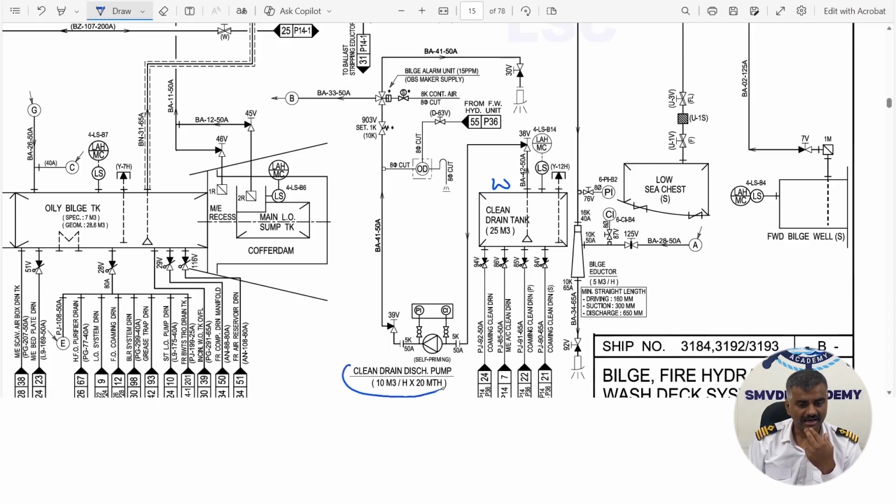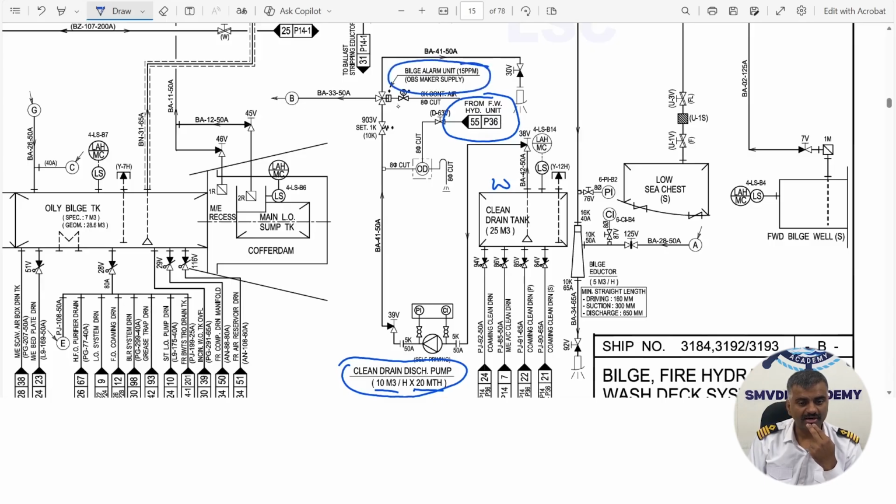You can see this is apart from the bilge pump and the OWS system, you have a special system here where you have a clean drain discharge pump, whose capacity is 10 meter cube per hour, and it has a head of 20 meters it can pump. Okay, it has also got the priming unit from the freshwater hydrophore system. Now the clean drain tank discharge pump also has a bilge alarm unit, 15 ppm bilge alarm unit.